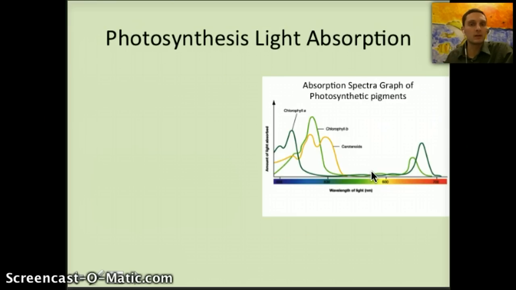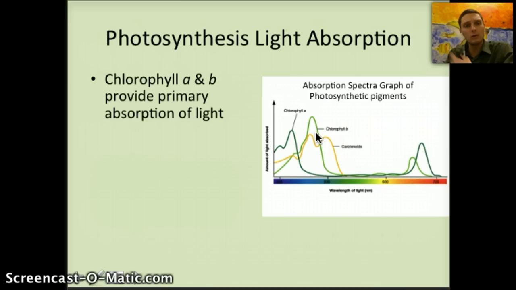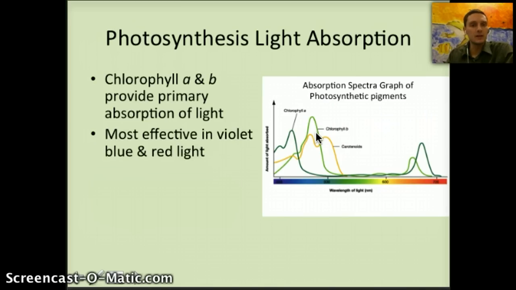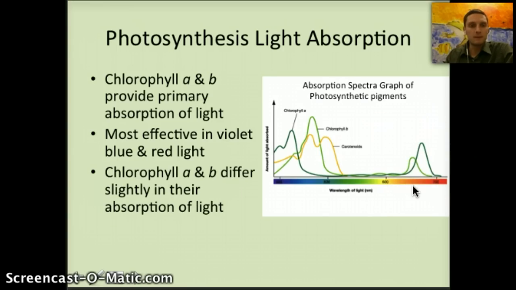Here's another graph that we can look at. This is the absorption spectrum graph of different photosynthetic pigments, and there are a couple of different types of pigments. Chlorophyll A absorbs a different range of wavelengths in comparison to chlorophyll B. Chlorophyll A and B are the primary pigments, or absorption tools, of light. They're most effective in the violet, blue, and red light. So we've got this region here and this region here that are the most effective and absorb the greatest amount of light.